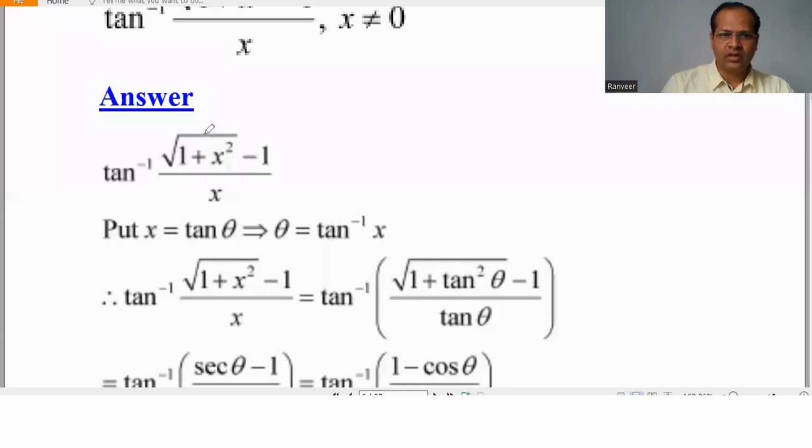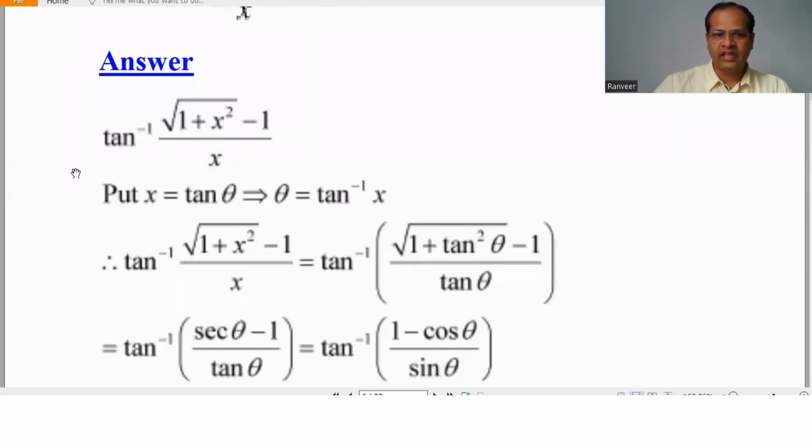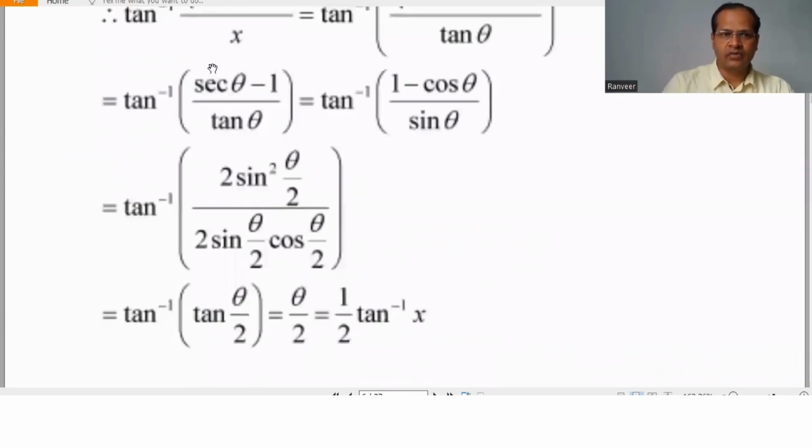Here we have to substitute x equal to tan theta, so theta becomes tan inverse x. So tan inverse of the square root of 1 plus x square, minus 1, by x, becomes tan inverse of the square root of 1 plus tan square theta, minus 1, by tan theta. And the root of 1 plus tan square theta is nothing but sec theta, minus 1, divided by tan theta. And this we will convert to 1 by cos theta minus 1 divided by sin theta by cos theta. After converting this, it becomes 1 minus cos theta by sin theta.